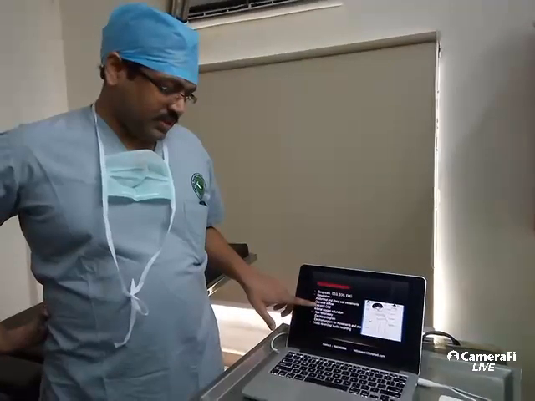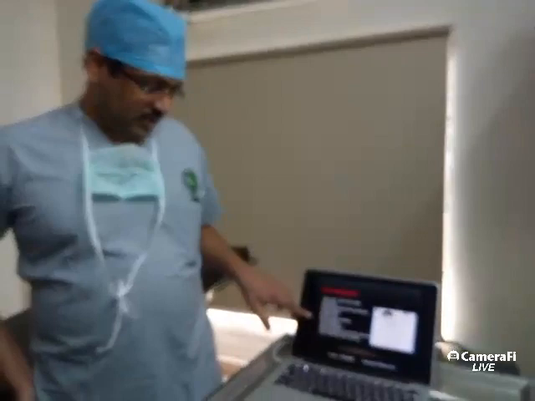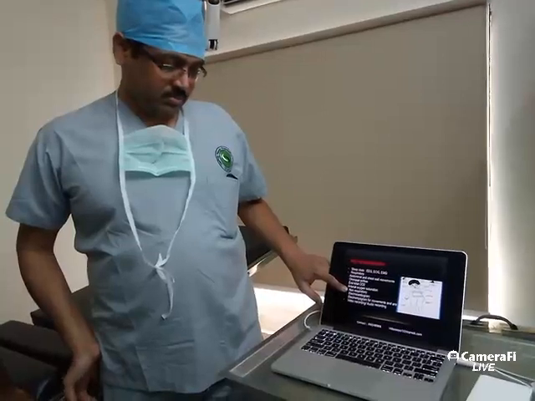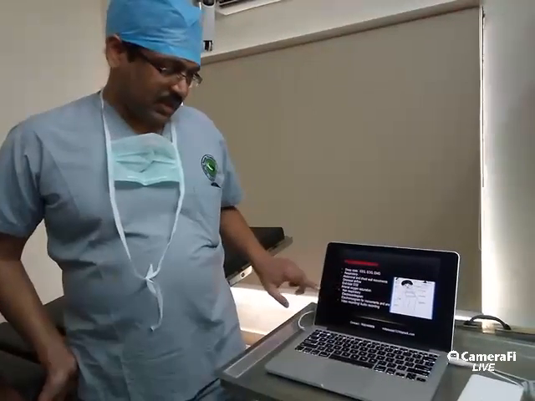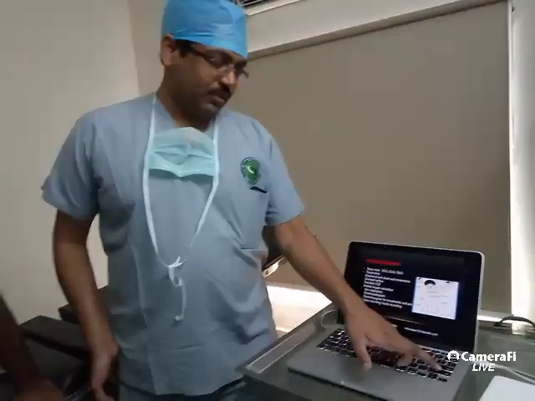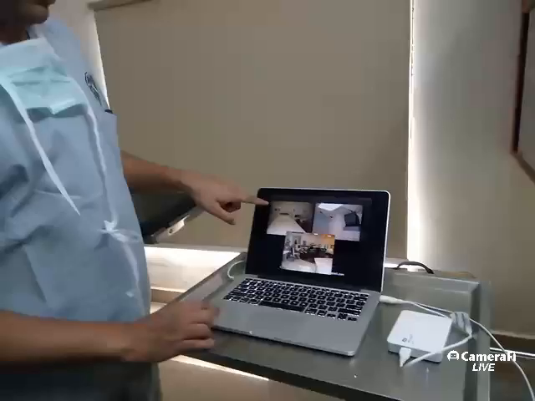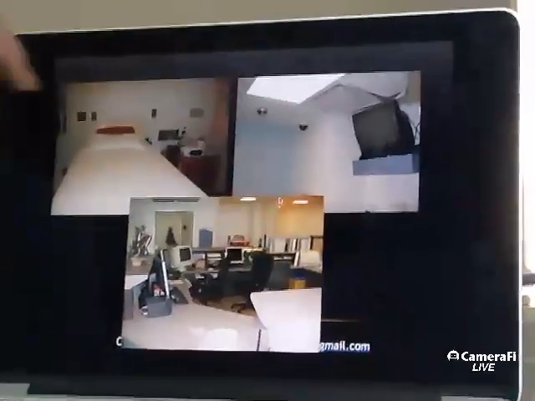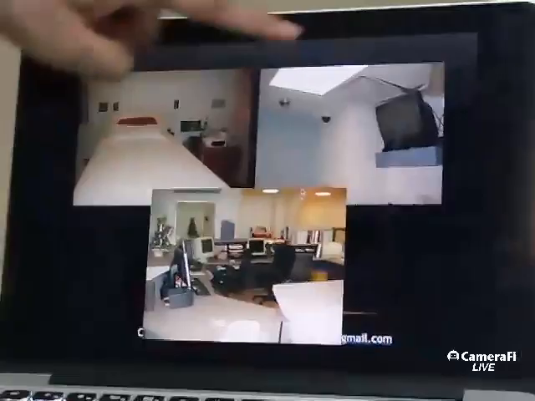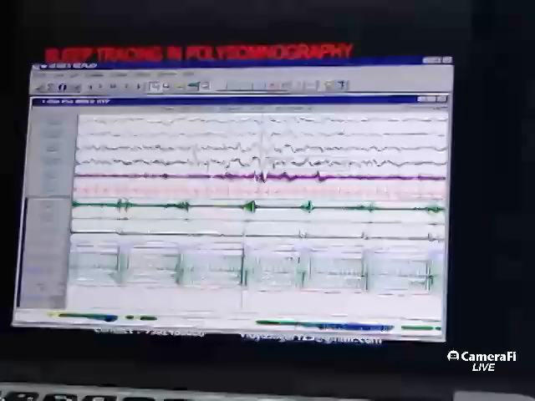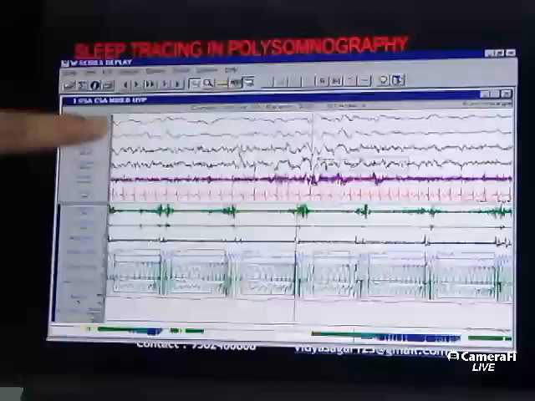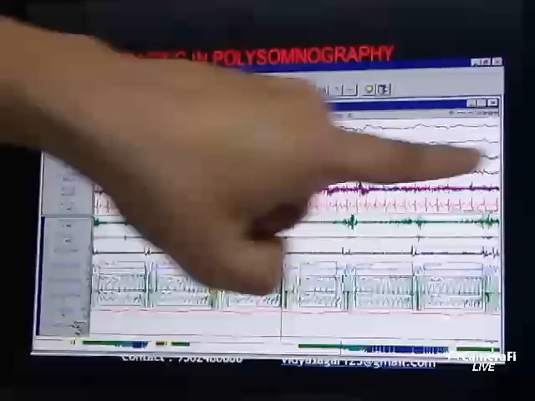Then we will have optional use of end-tidal CO2. Then we will have a pulse oximeter. We will have a diaphragm EMG and an electromyogram. We have the option of getting video recording, provided you take a consent telling them that you are recording the sleep, and you can record it. This is how they are going to monitor these.